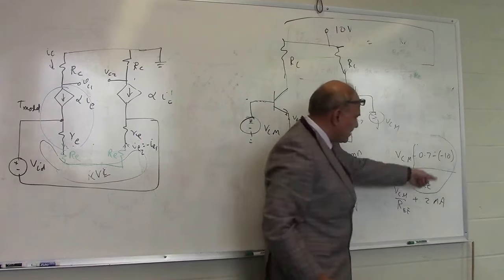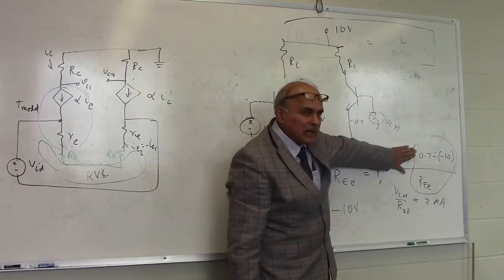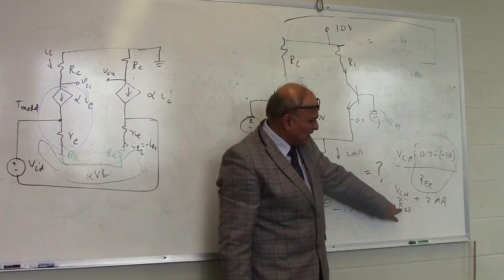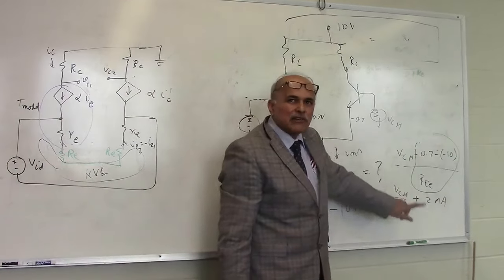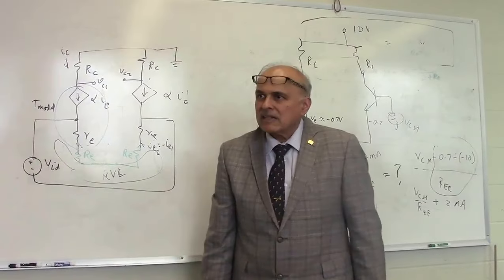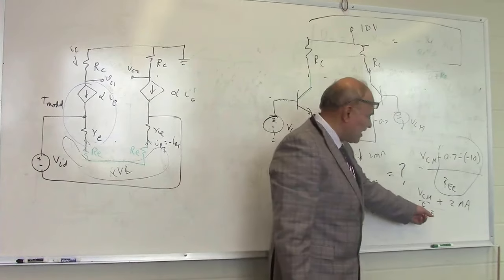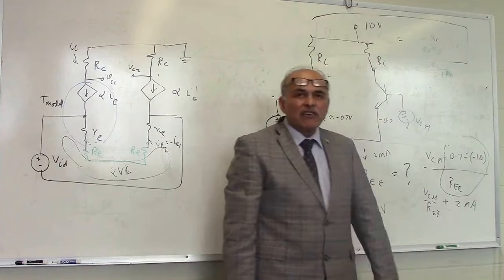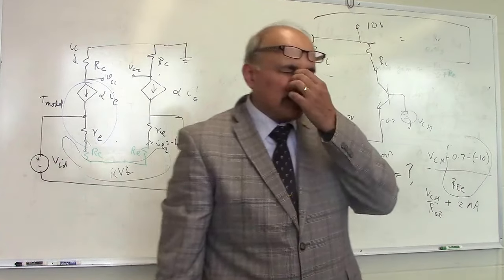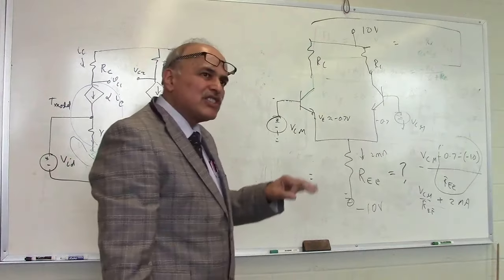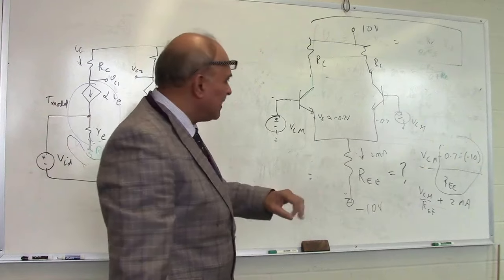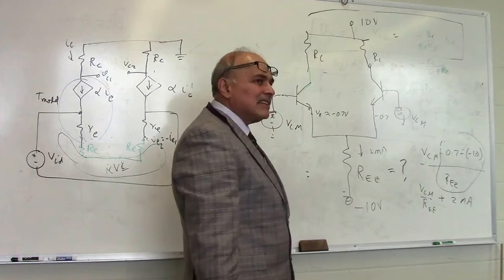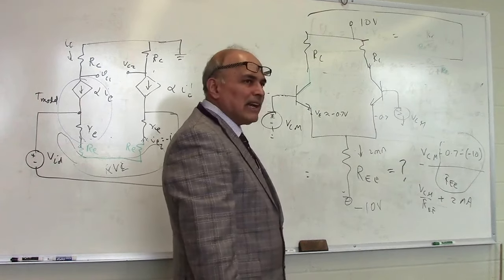We already know that number is 2 milliamps because we designed it for that. So if RE is very large, the effect of VCM will be less. And of course, if it's an ideal current source, RE is infinity, and common mode has no effect on our circuit. But in reality, the common mode will start to affect this circuit if we have this instead of a current source, as you're going to do in the lab.